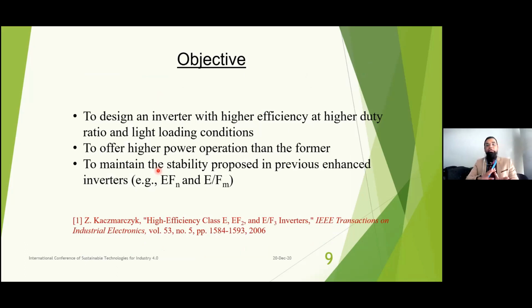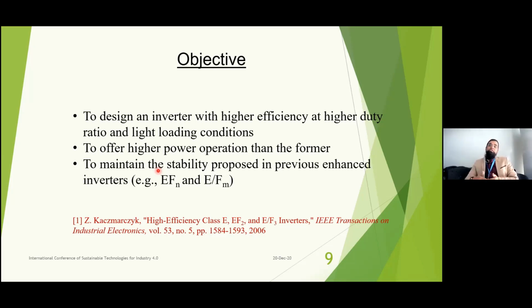The main objective is to design an inverter with higher efficiency at higher duty ratio, as this was the problem with the class EFN inverter, and at very light loading conditions. Secondly, we want to offer higher power. As I have said before, class E is mostly appropriate for the low power or lower medium power region, so we want to improve that range and increase the power delivery capability. And finally, we also want to maintain the stability offered by previous class E and class EFN inverters.